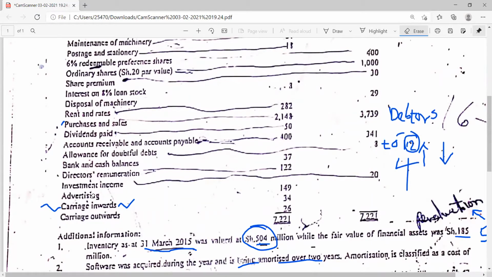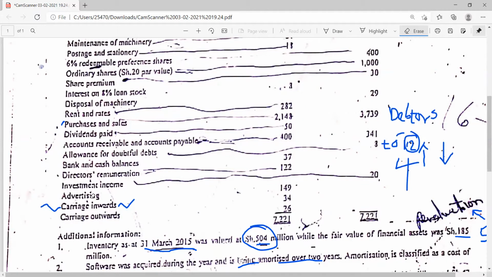We have advertising. Advertising, remember that you were advertising to facilitate sales. So it goes to selling and distribution. The 34, or it was 149, it's 149. It goes to the distribution. You advertise to sell, you know that.